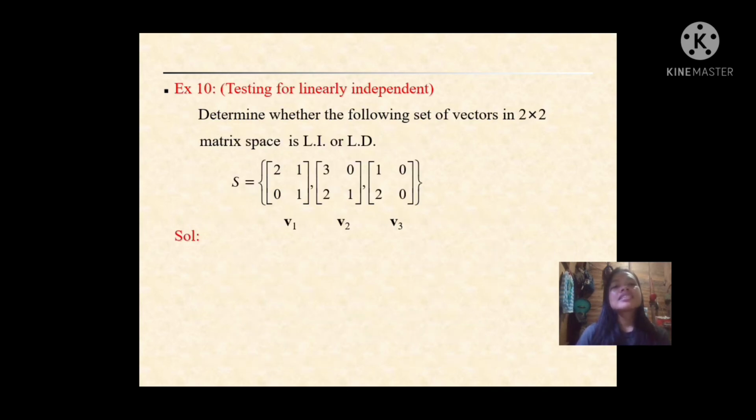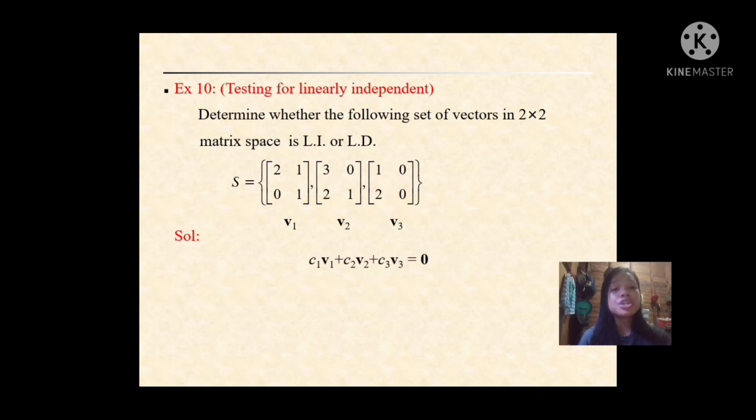Example 10, testing for linear independence. Determine whether the following set of vectors in 2 by 2 matrix space is linearly independent or linearly dependent. For set S, the first vector v sub 1 is 2 1 0 1. The second vector, v sub 2, is 3 0 2 1. For the third vector, v sub 3, 1 0 2 0.